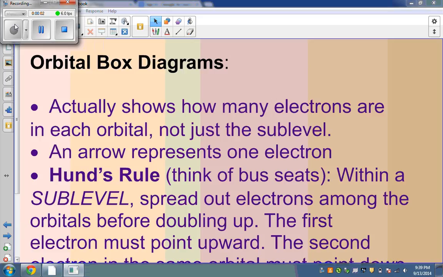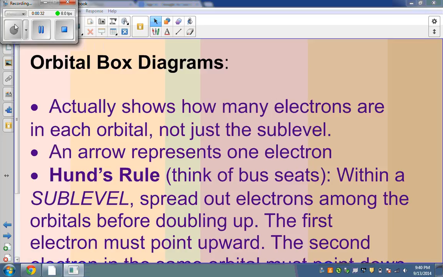Orbital box diagrams will take the specification of the electron's locations one step further beyond your regular configurations. Instead of just showing the number of electrons per sublevel, which is really useful, we now can actually see the number of electrons per orbital, which, if you saw the very first video, sort of represented them as boxes. And these are the three-dimensional regions in space where the electrons are usually found.